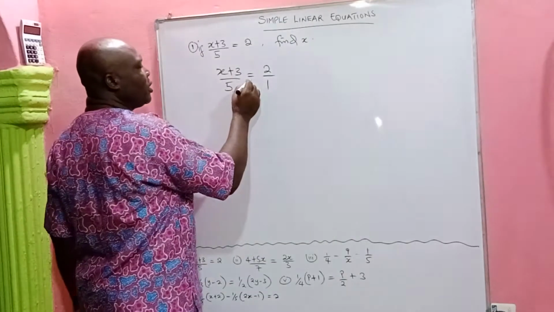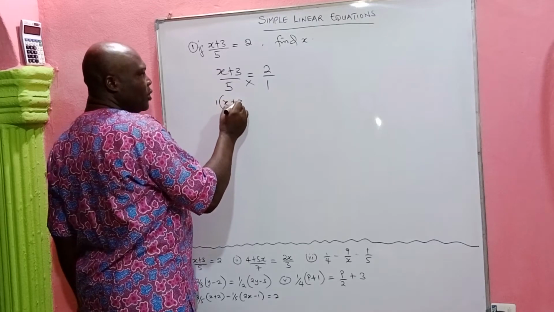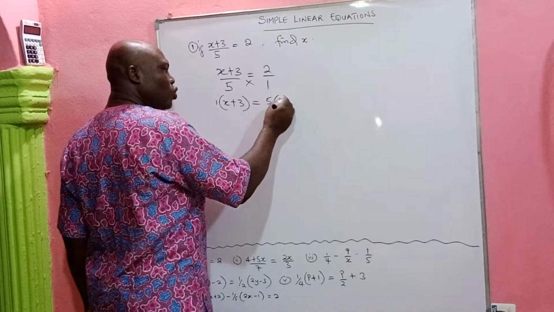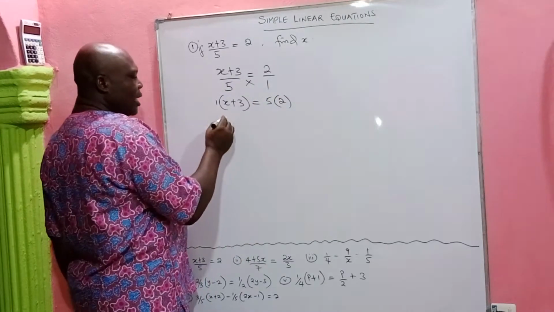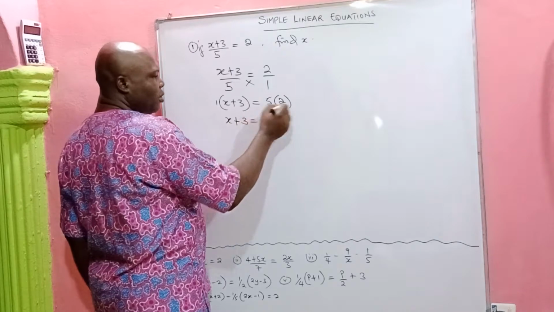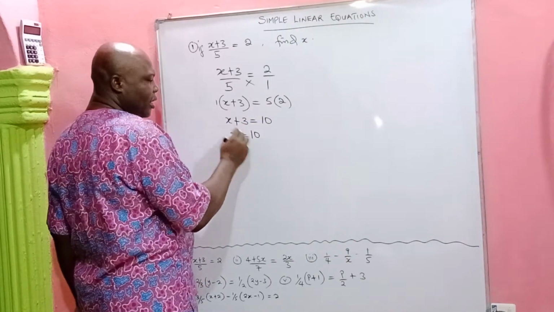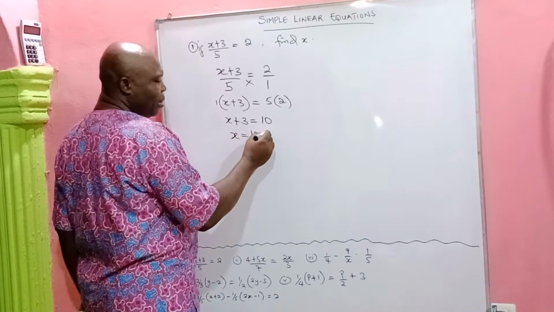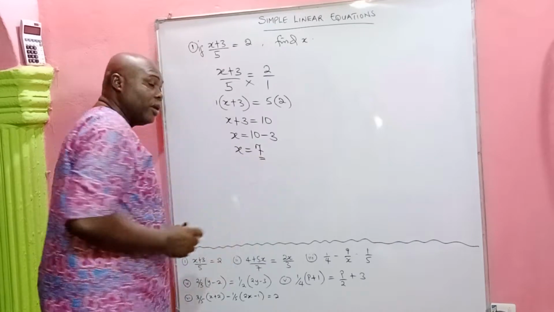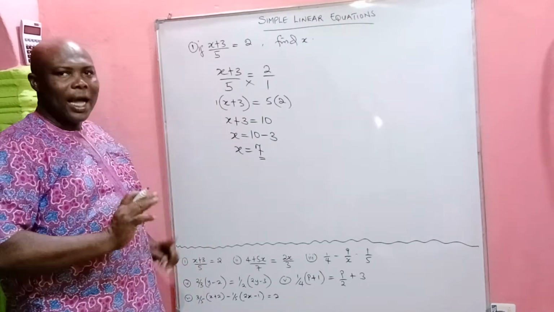So we have to cross multiply. 1 times this will be 1 into x plus 3 is equal to 5 times this, which is 5 into 2. So we have 1 times x is x plus 1 times 3 is 3, is equal to 5 times 2 is 10. So our x will be equal to 10 plus 3 crosses to be minus 3, and our x will be equal to 7. So the value of x in that equation is 7. As simple as it is.